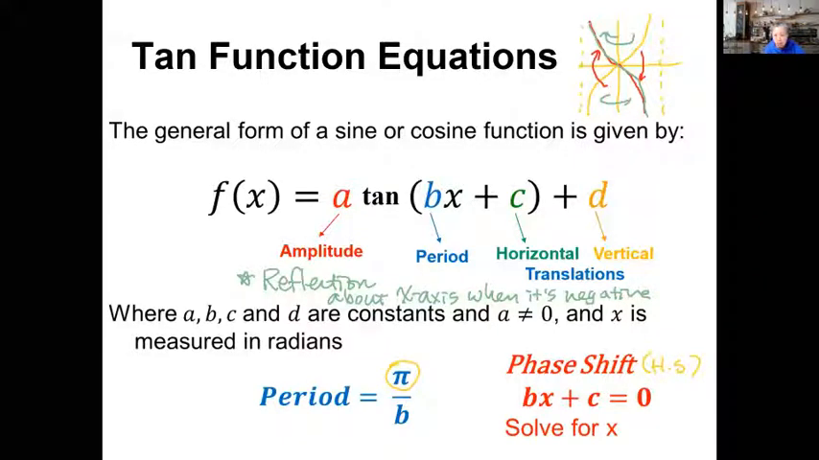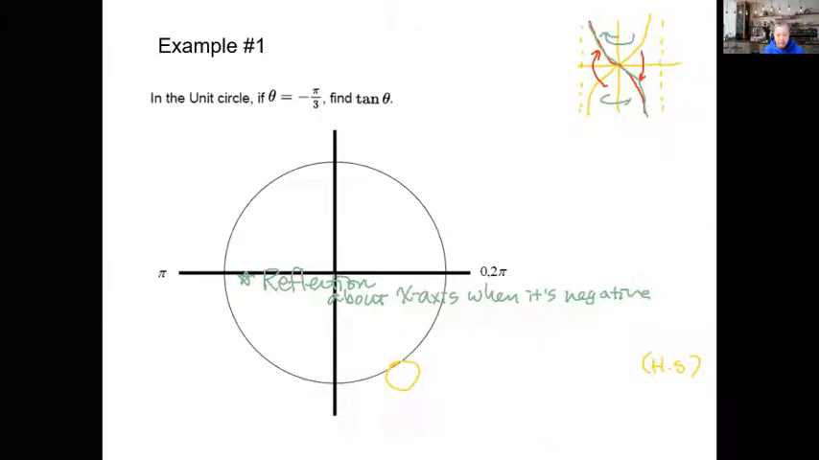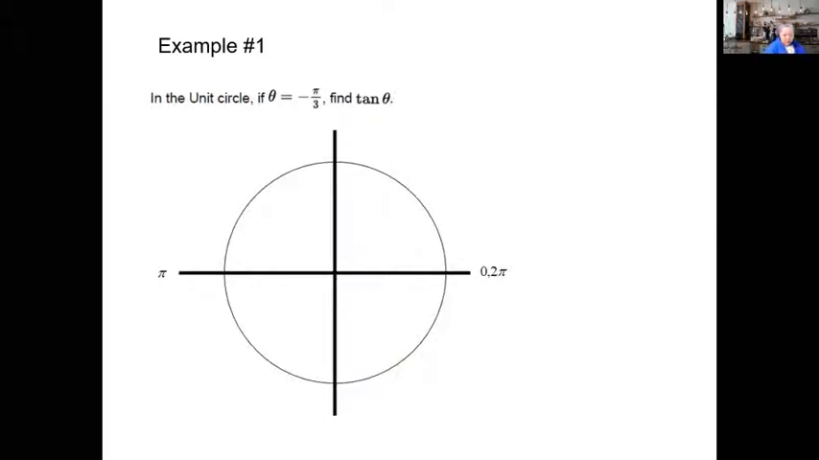Okay, then no more questions. Let's explore the example here. Example number 1. This is one of the practice problems in the unit circle. If the given angle theta is negative pi over 3, find the value of tangent of the angle negative pi over 3. I picked this problem because it includes comprehensive multiple levels of knowledge, right?